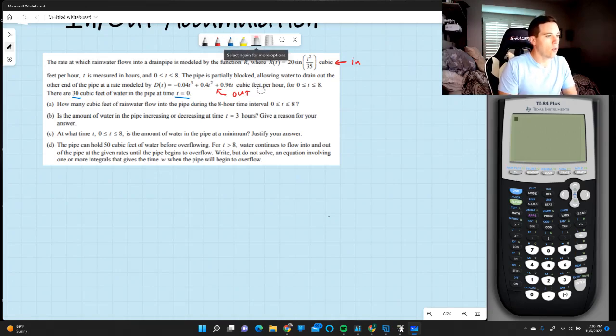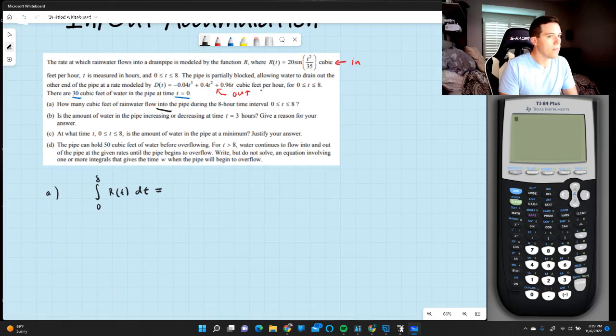All right. So what does it want me to do in question A? How many cubic feet of rainwater flow in? Just in. It's not asking how much are in the pipe at time 8, it's not asking rates. It's asking how much total that flowed in. So in part A, this is a typical part A, all we need to do is accumulate from 0 to 8 of your rate in function, which is R of t dt, and that is literally all they're asking for in this question.